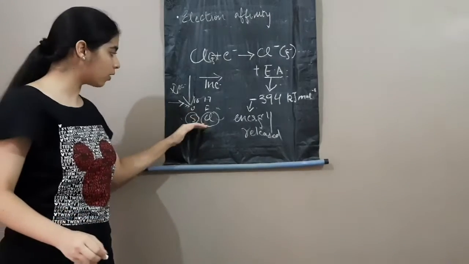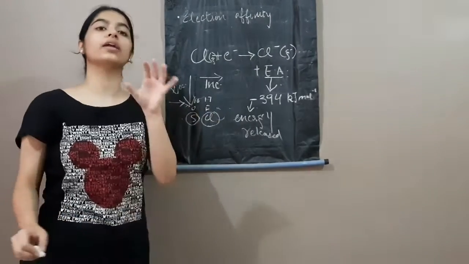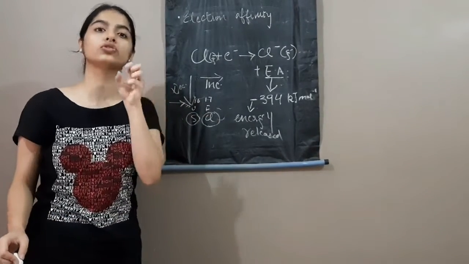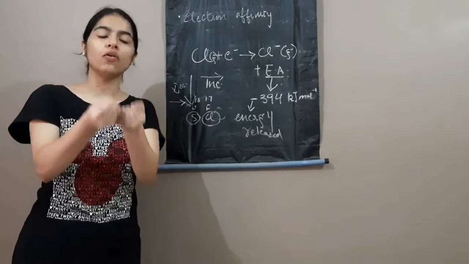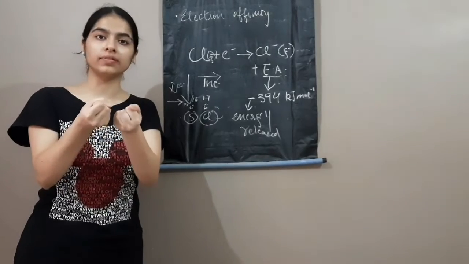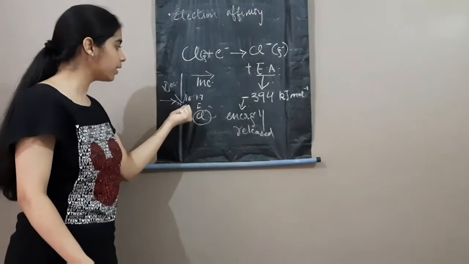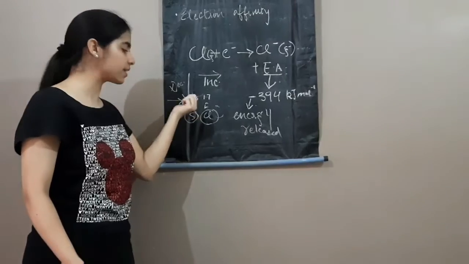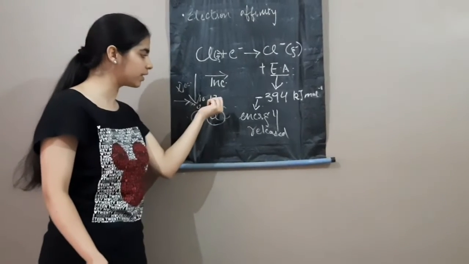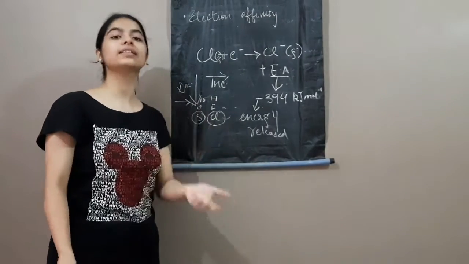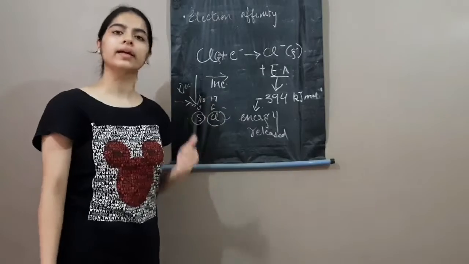Why? Because oxygen and fluorine are so small, they are held so firmly by the nucleus of an atom. So thereby their electron affinity as compared to sulfur, and fluorine's affinity as compared to chlorine, is less. So these two are the exceptions.